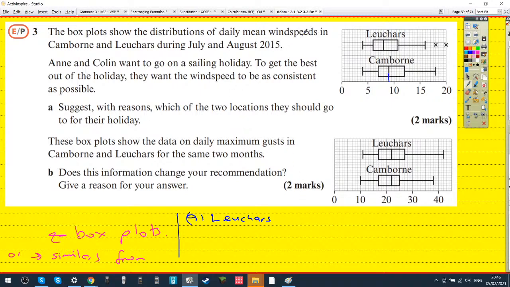And let's see. So we should go with Lukers. And Lukers more consistently has less variation in its wind speed. Is that right? Yeah, that's good. Okay. I'm happy.